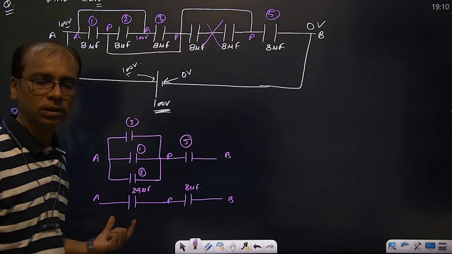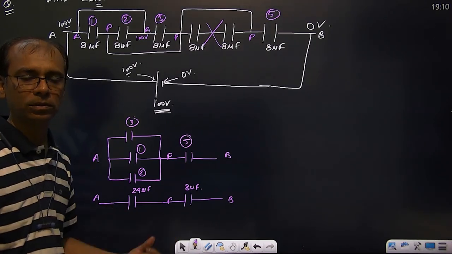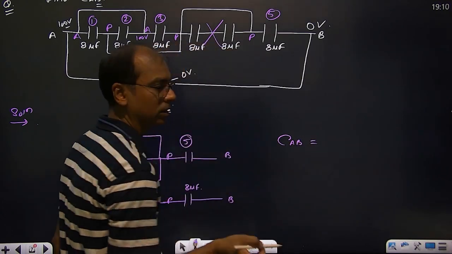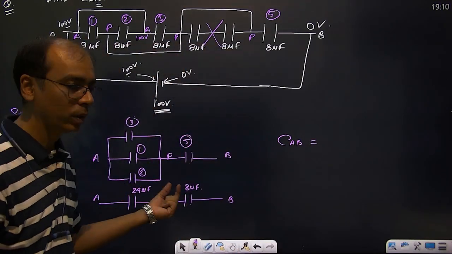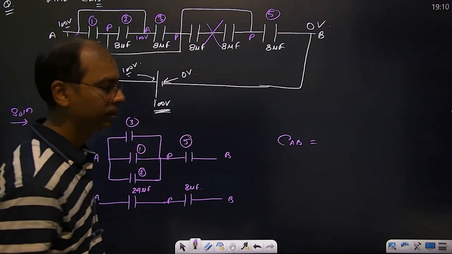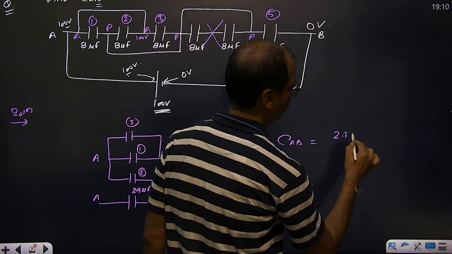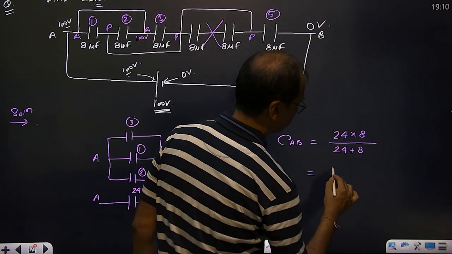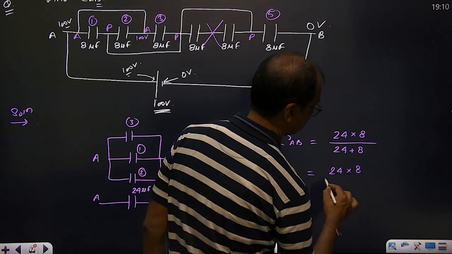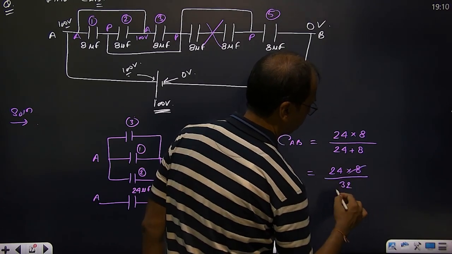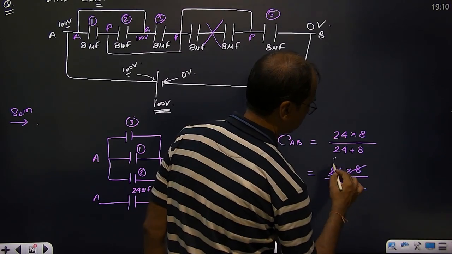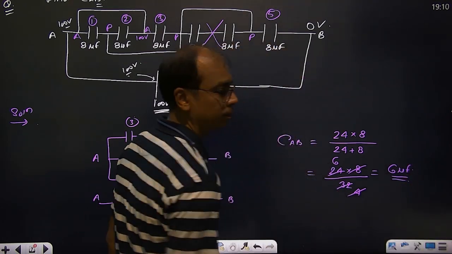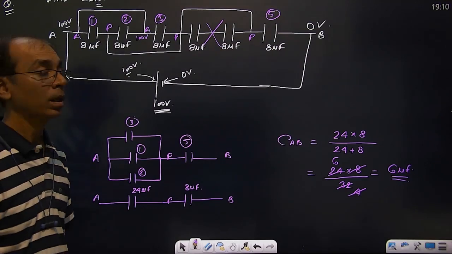Now, how are they connected? Series. This is a series connection. So, C_AB, how to find? C1 C2 by C1 plus C2. 24 into 8 by 24 plus 8. So, 24 into 8 by 32. 8 fours are 32, and then 4 sixes are 24. Our answer is 6 microfarad. 6 microfarad. Important concept.